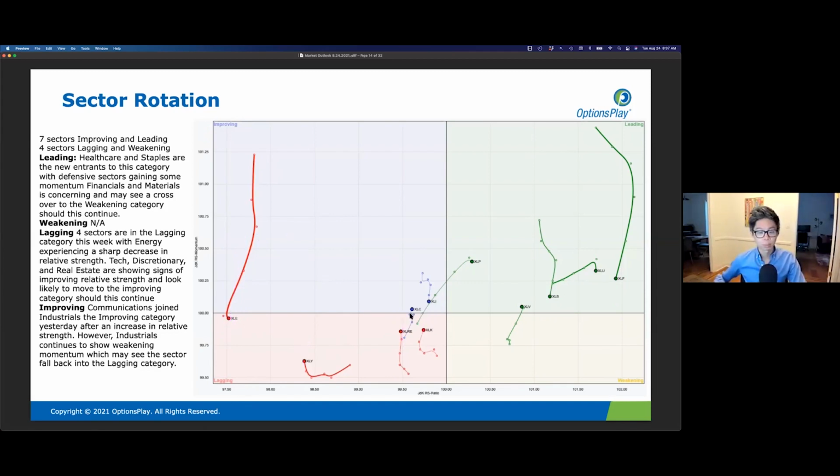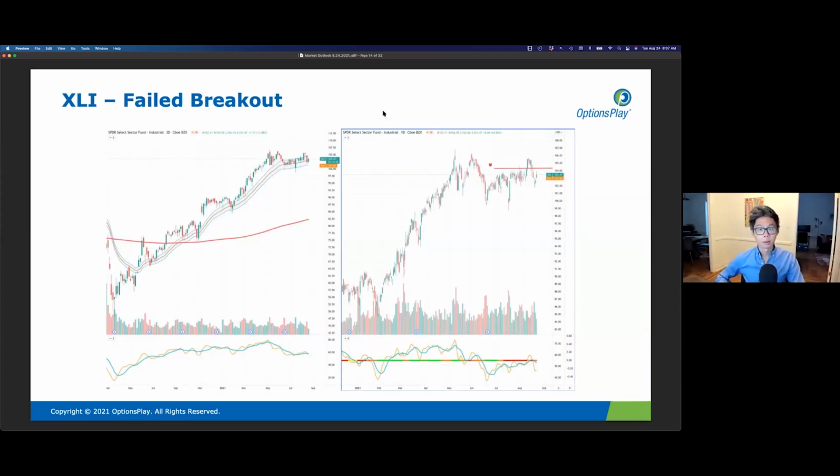And then when you look at improving, you have communications and you have industrials. Communications is actually just moving into the improving category from the weakening category. And then you have industrials that's actually moving down towards the lagging category here. So you have quite a bit of sector rotation currently happening here, but more sectors leading and fewer sectors lagging behind.